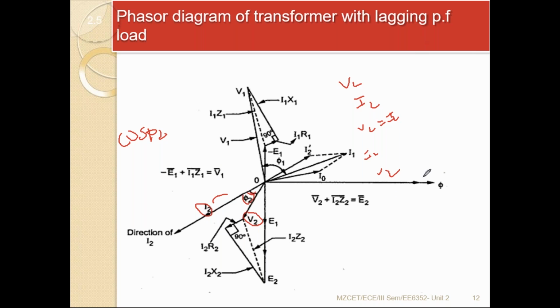The remaining is all the same. On the x-axis is the flux, on the y-axis we took V1, and here E1 and E2 are in the same phase. I1 is the combination of I2 dash and I0, which is all the same here.